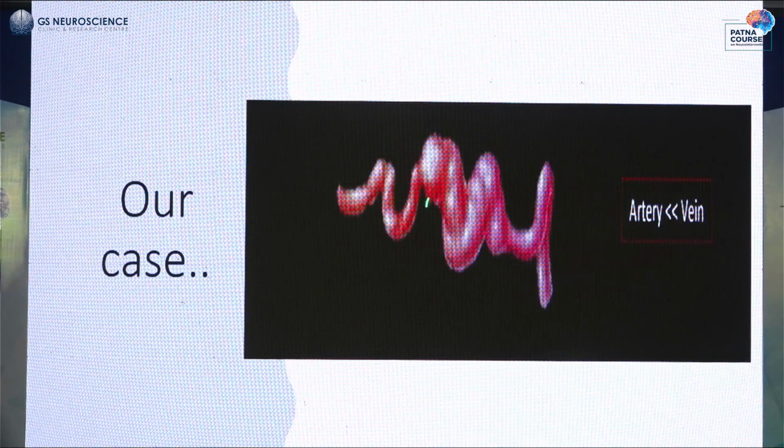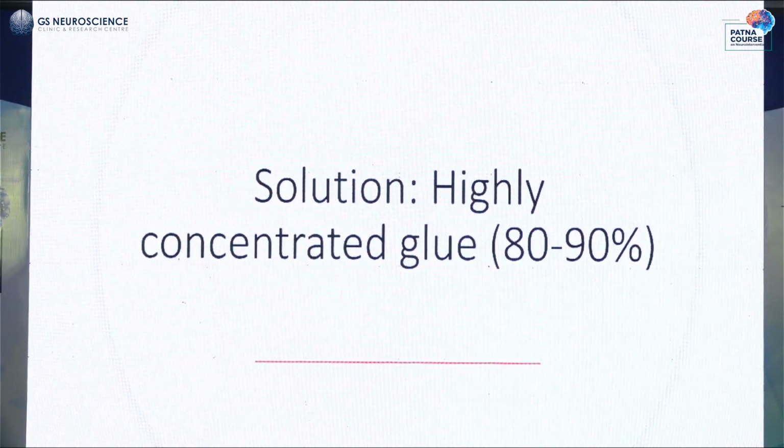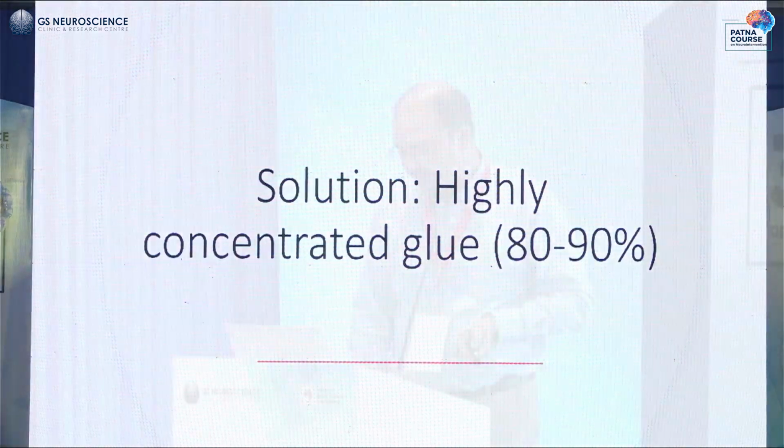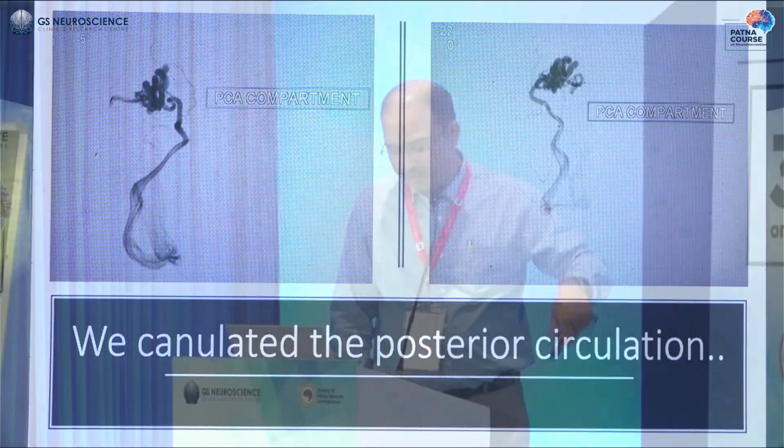So possibly our case had this sort of a fistulous connection within the nidus. So possibly the solution was more concentrated glue to the tune of 80%. We were afraid. Now we came back to the posterior circulation, the posterior compartment, and we put up our microcatheter there. It was all along there, so we started doing the posterior compartment.